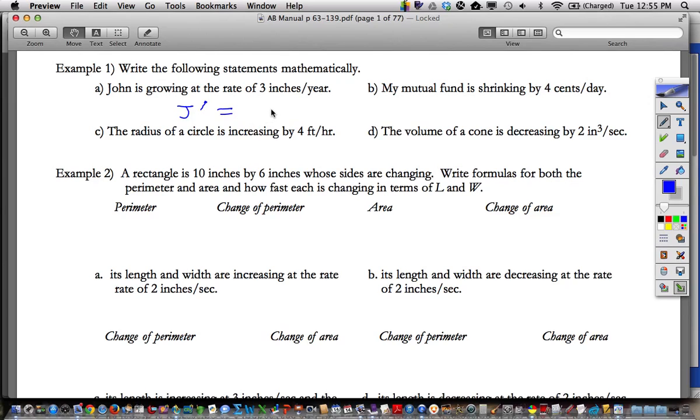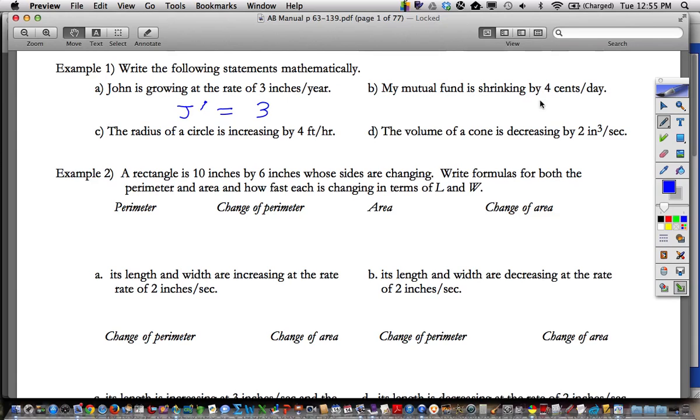Equals what? 3. Would it be positive or negative 3? Because he's growing. So his height is, think of the chart, his height is increasing. J is increasing. So J prime has to be positive. If J was decreasing, like maybe I'm 50, I'm probably shrinking. So mine would be a negative, right? I'll probably start to shrink a little. Seem to be. So J prime, in that case, would be negative, right?